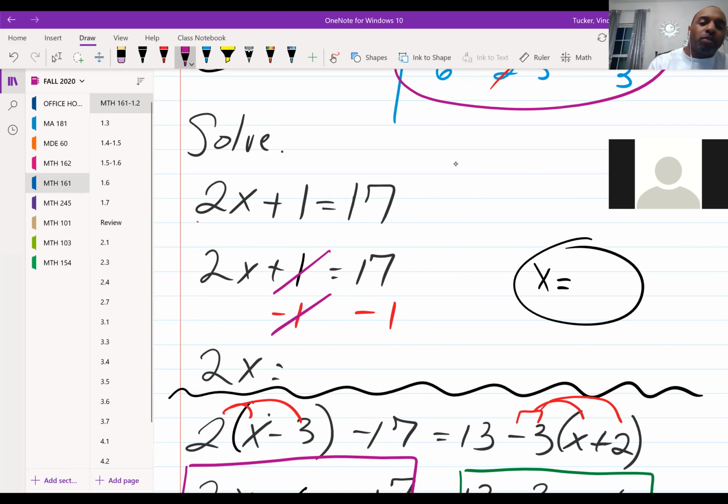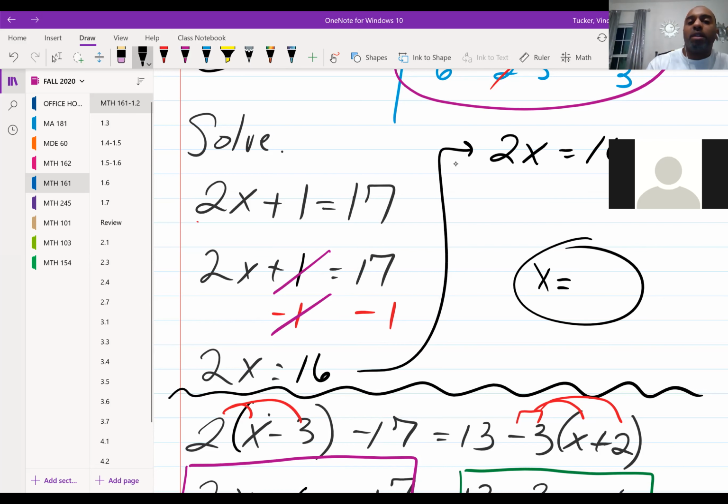The 1 cancels on the left, leaving you with just 2x. And then on the right, 17 minus 1 is 16. So we have 2x equal to 16. Divide both sides by 2. 2's cancel on the left, leaving you with just x. And then 16 over 2 is 8 on the right.